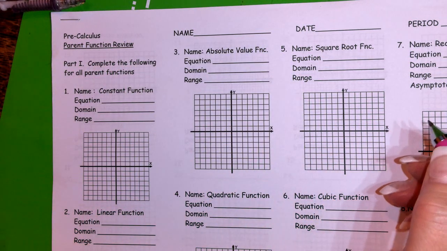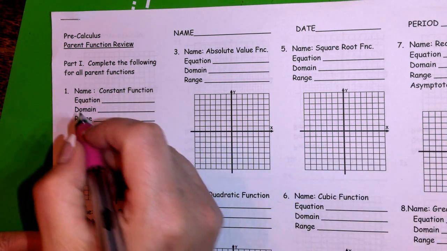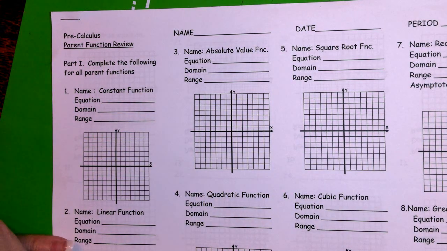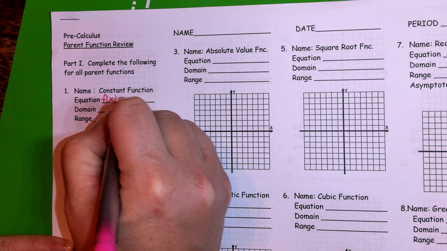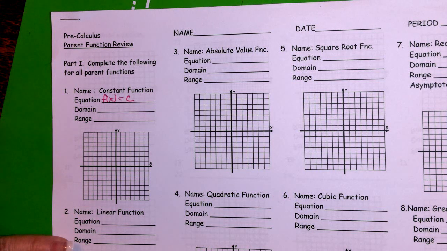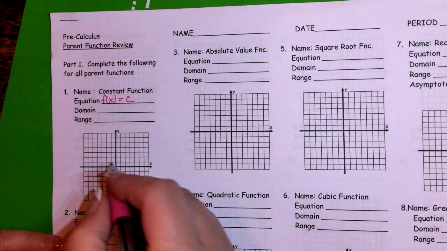Okay, I'm going to go over the parent function review for you. Okay, number one, the name is a constant function. So the equation would be f of x equals c, a constant. That constant is a number. Y equals 2, y equals negative 10. So in this case, I'm just going to do y equals 3.